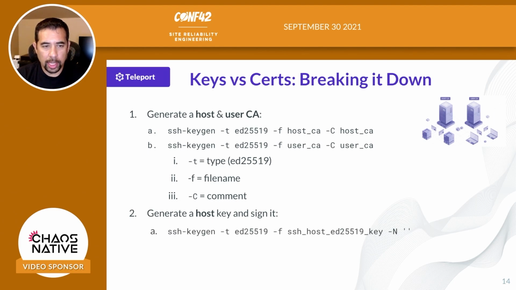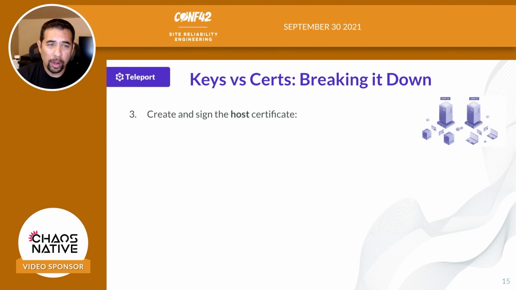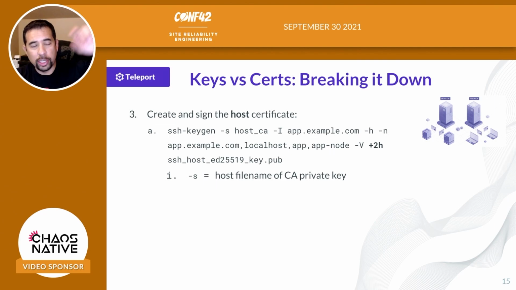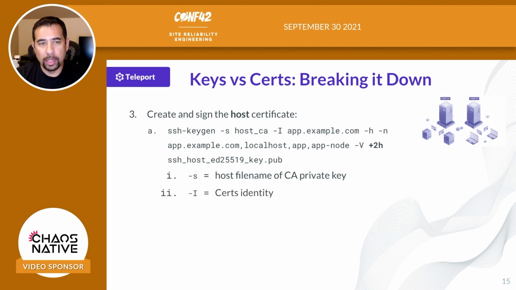So I generate my host key, again using ED25519 for the type, then the file name, what it's going to be called, and then a passphrase, which is optional if you want to put one in. And then we're going to create and sign the host certificate based off that key. So again, still using ssh-keygen. What I'm doing is using the host file name of that CA private key. I generated that CA private key, so I'm going to use that to sign it with. My -I is my cert's identity. This is more for logs and things like that, what the cert identifies as. The -h is for a host certificate.